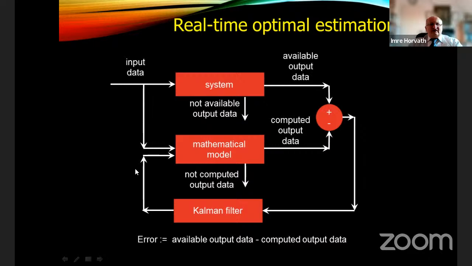The Kalman filter may change the mathematical model, and this way defines a kind of error level and tries to reduce the error level. This error is always interpreted as the difference between the available output data and the computed output data. This is what the Kalman filter can make a decision based on.